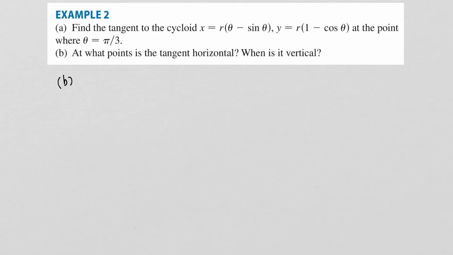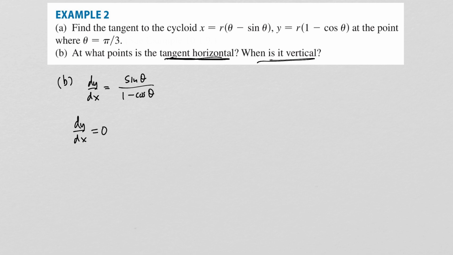Now for the second part, it says, at what points is the tangent horizontal and when is it vertical? So let's go ahead and bring dy/dx back in. And then we need to remember, what does it mean for a tangent to be horizontal? If the tangent is horizontal, it means dy/dx is equal to 0. And when is it vertical? It means that dy/dx is undefined.